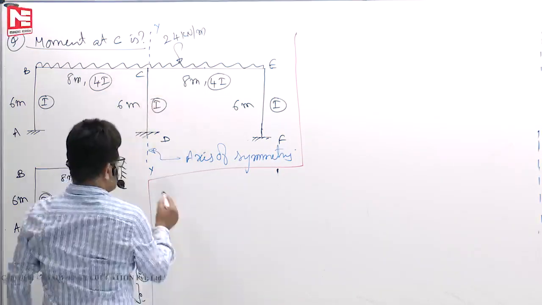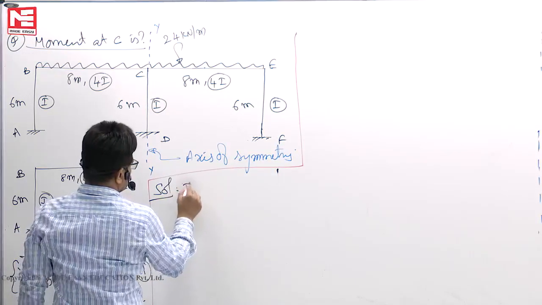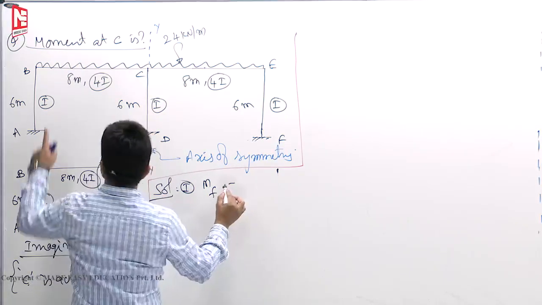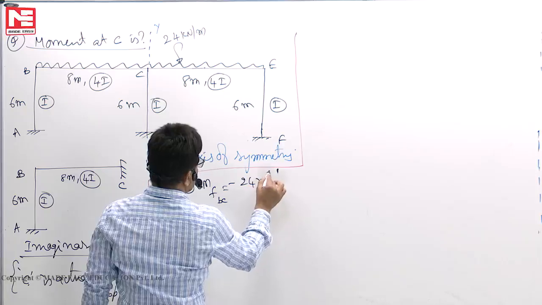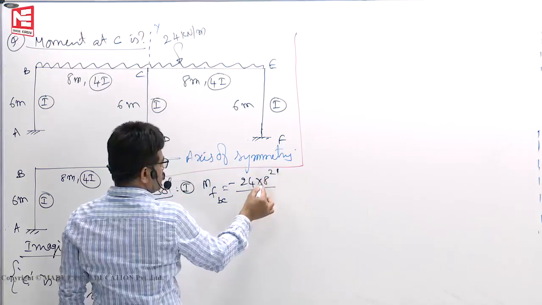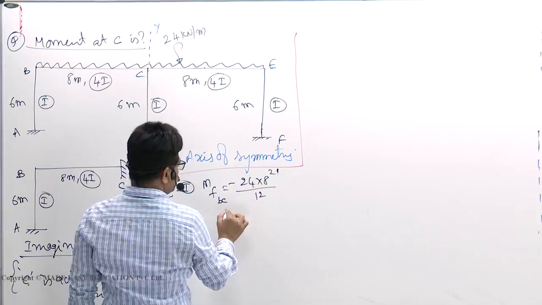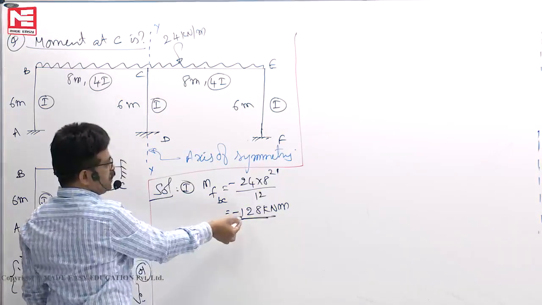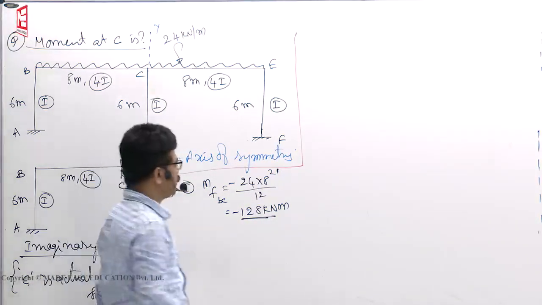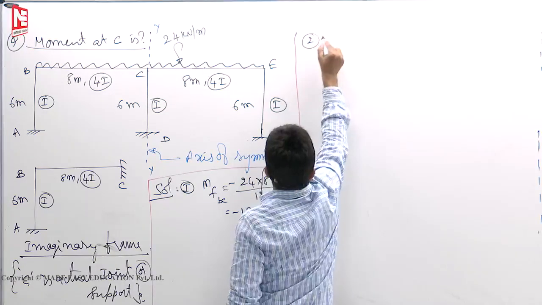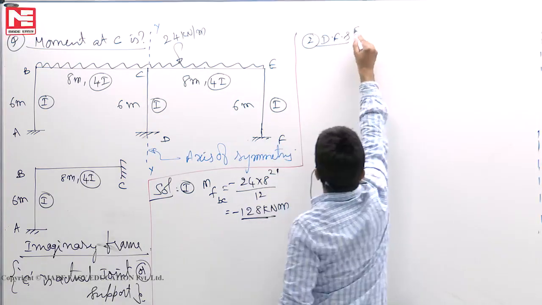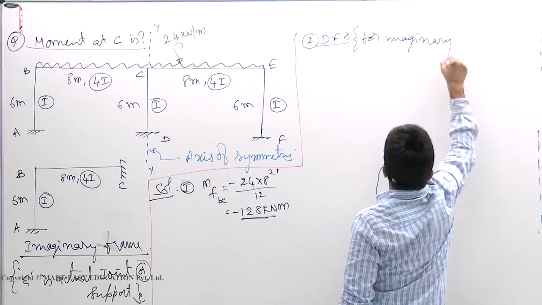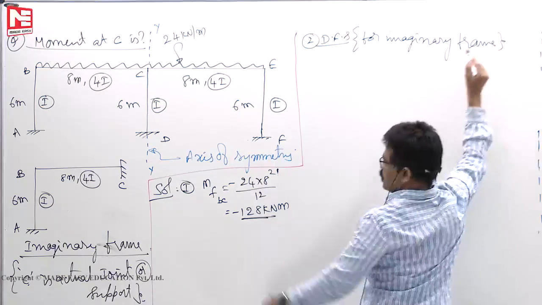Only one MFBC is sufficient. First step, MFBC is minus W L square by 12, which is 24 into 8 square by 12. So 12 into 2, 64 into 2, minus 128 kilonewton meter. MFBC minus means MFCB plus 128. Don't have to write that. Then the second point, distribution factors. For whom? For the imaginary frame. This is for actual loading.